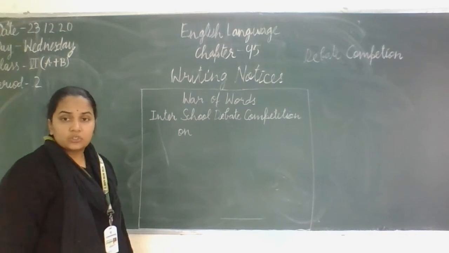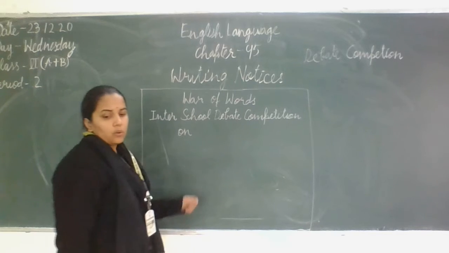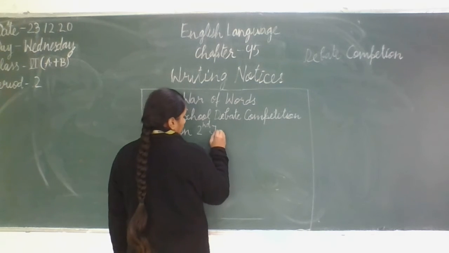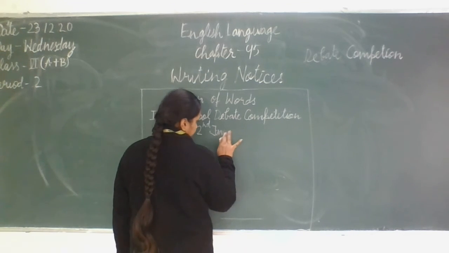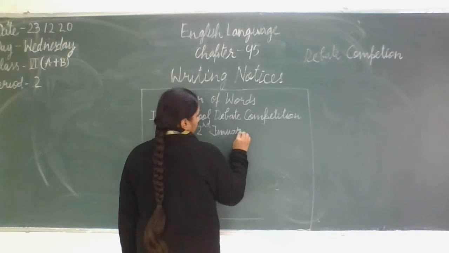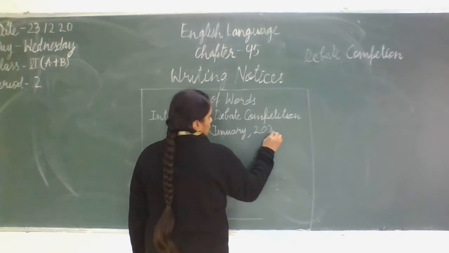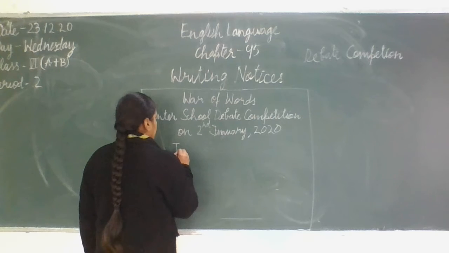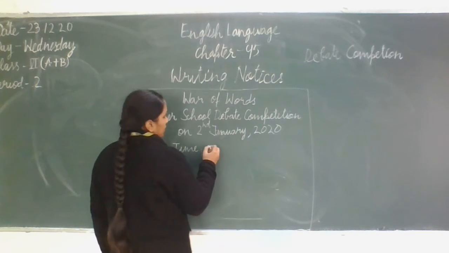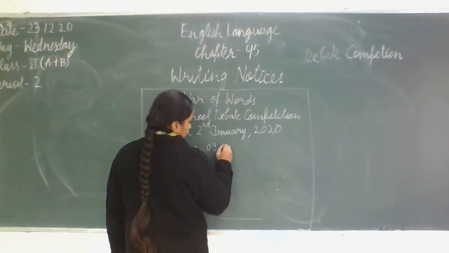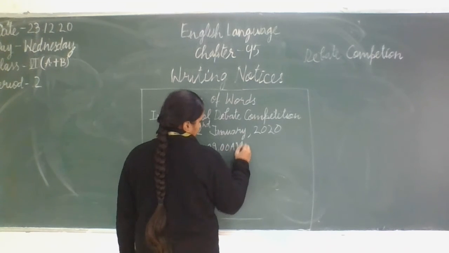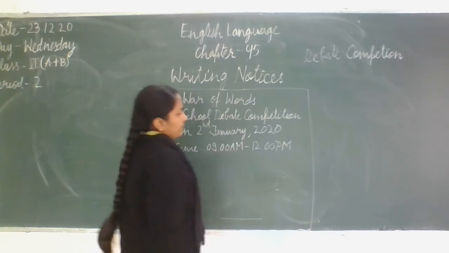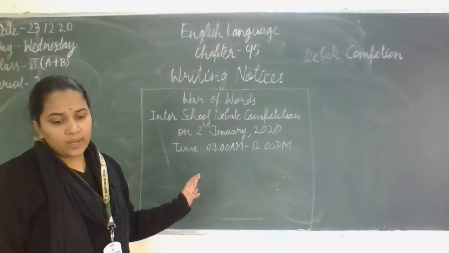On means we are going to mention the date. So, suppose I'm writing here 2nd January 2020. This is the date. Then time. We can mention 9 a.m. to 12 p.m.